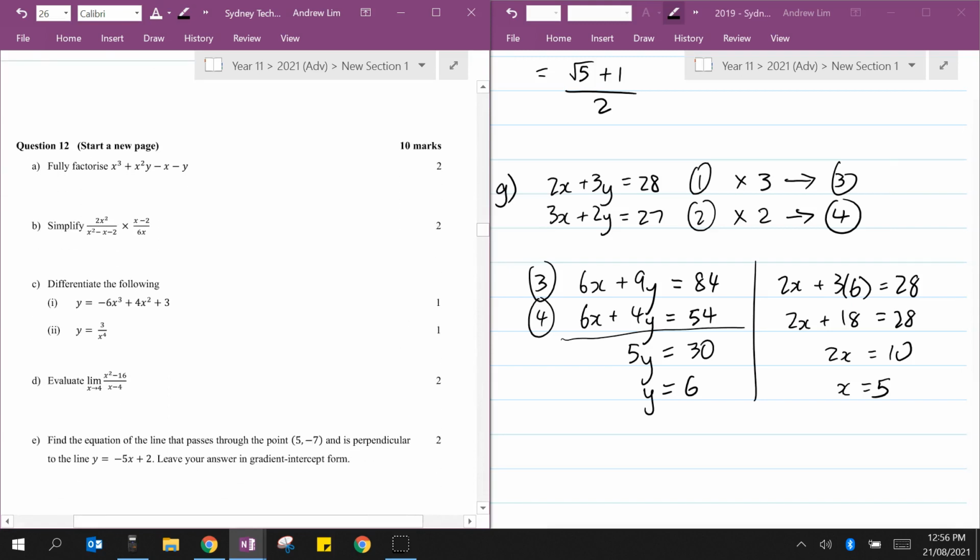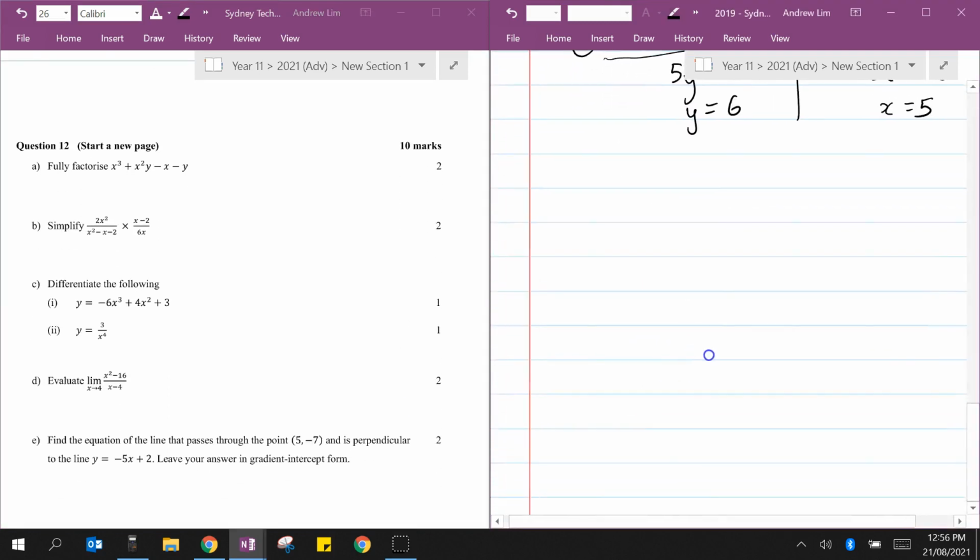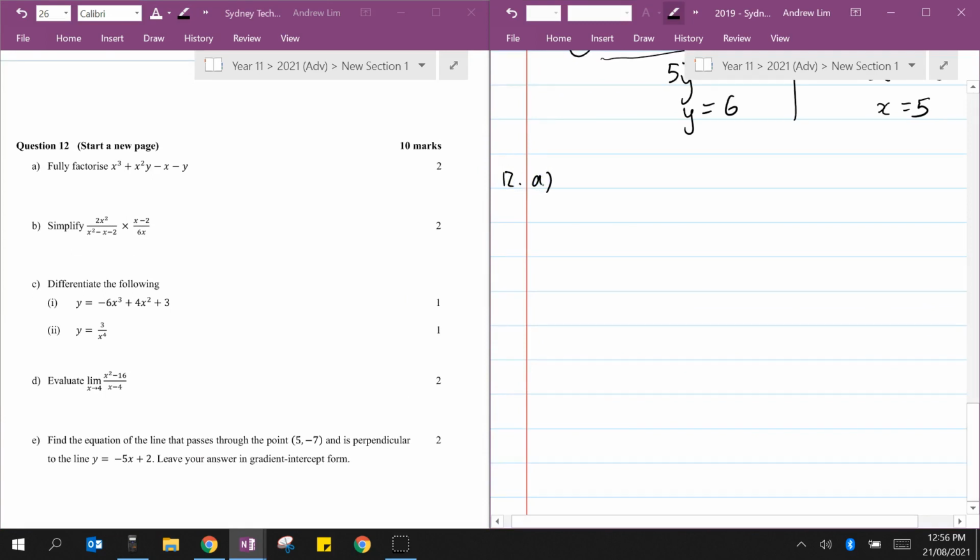Okay, question 12. Fully factorize x cubed plus x squared y minus x minus y. So I'm going to group in pairs. Group these two together, so that leaves me with x squared bracket x plus y minus bracket x plus y. I know it says minus here, but this minus sign times a positive will give us a negative.